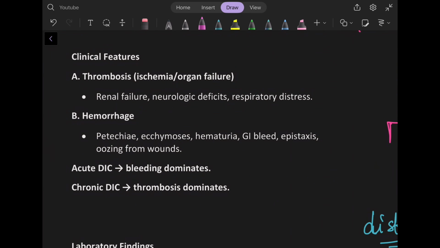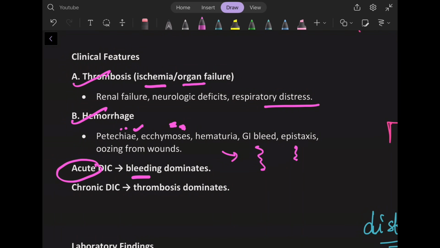Clinically, DIC has a dual presentation: thrombosis and bleeding. Under thrombosis, patients may develop organ ischemia and failure, like renal failure, neurologic deficits, or respiratory distress. Under hemorrhage, people show petechiae, ecchymosis, hematuria, GI bleeding, epistaxis, or oozing from wounds. Now remember that in acute DIC, bleeding dominates, and in chronic DIC, thrombosis dominates.